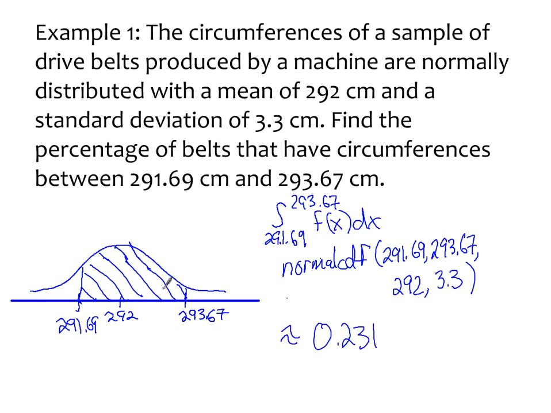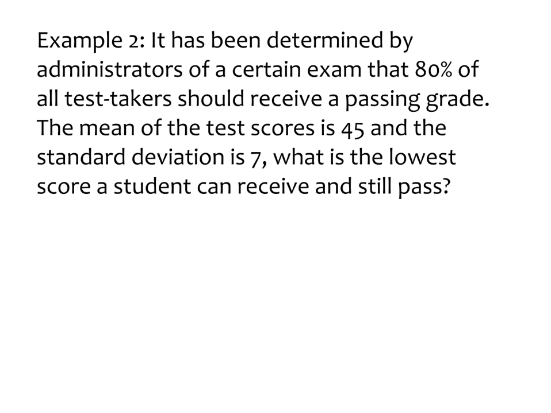And you might say, well, why even draw the picture for that? Well, you might be right, but some problems are a little more complicated. So let's look at example 2. We have a test where it's been determined that the top 80% of the scores should be passing grades. The mean test score is 45, standard deviation is 7. What's the lowest score a student can receive and still pass?